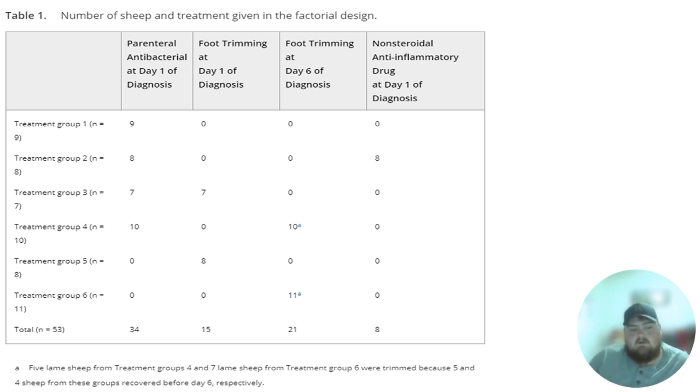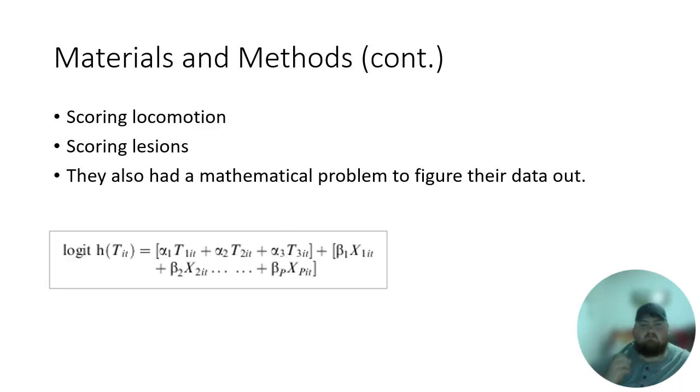And as you can see, they did a lot of the antibacterial study on all the groups except for 5 and 6. 5, they just did a trimming on day 1, and 6, they just did a trimming on day 6. So they kind of switched it up to try to get the results to see which ones worked better and which ones didn't, which one lowered time of recovery and which one didn't.